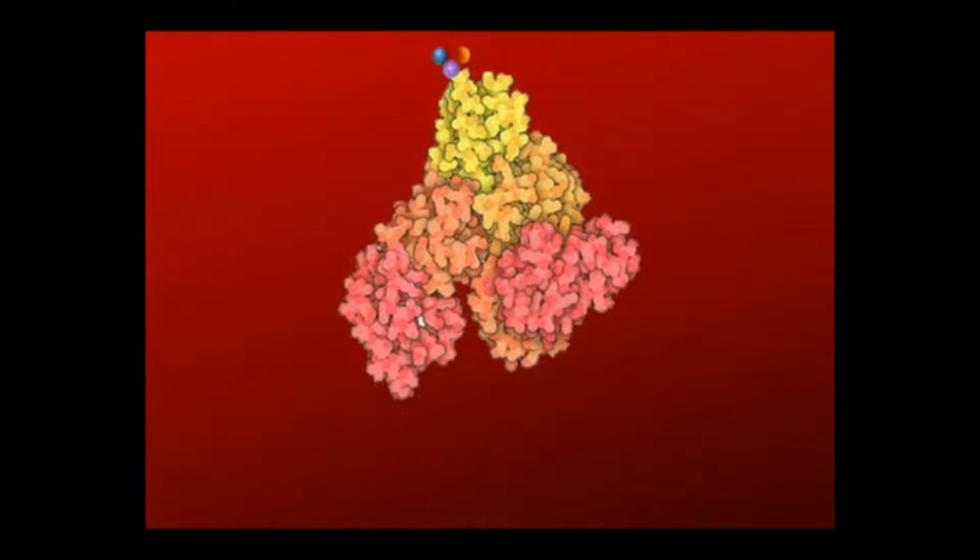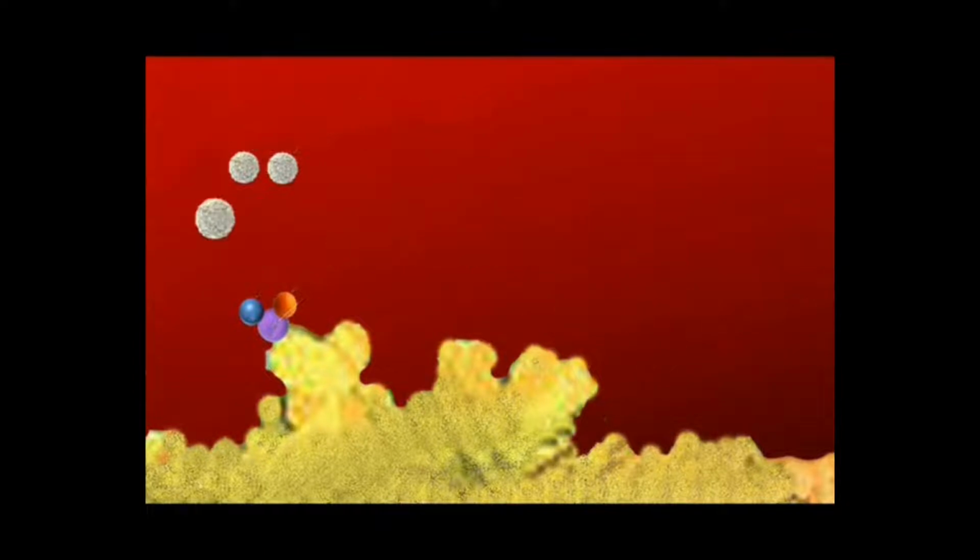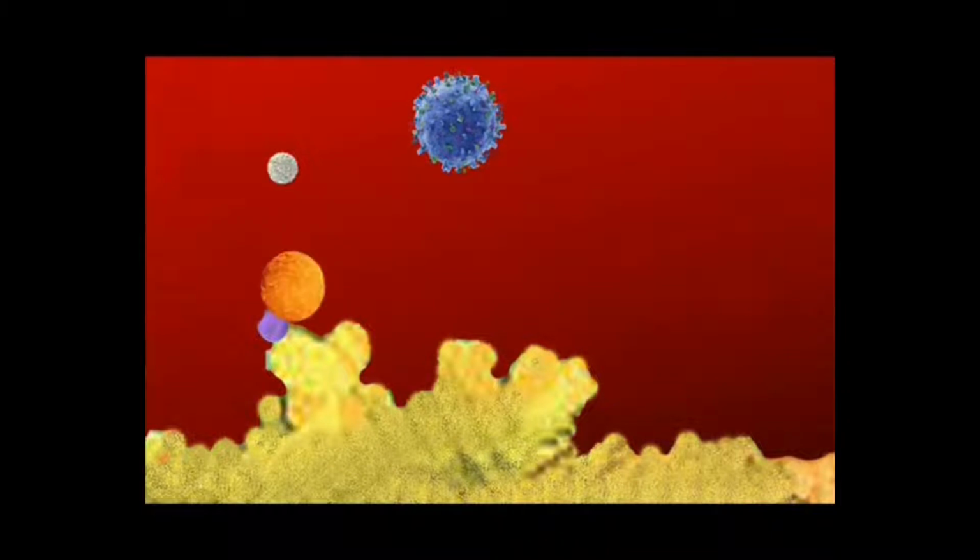To become active immune cells, our plasma cells require vitamin D transport protein. Here we see our white plasma cells interacting with the 3 sugars on vitamin D transport protein to become fully active immune cells.